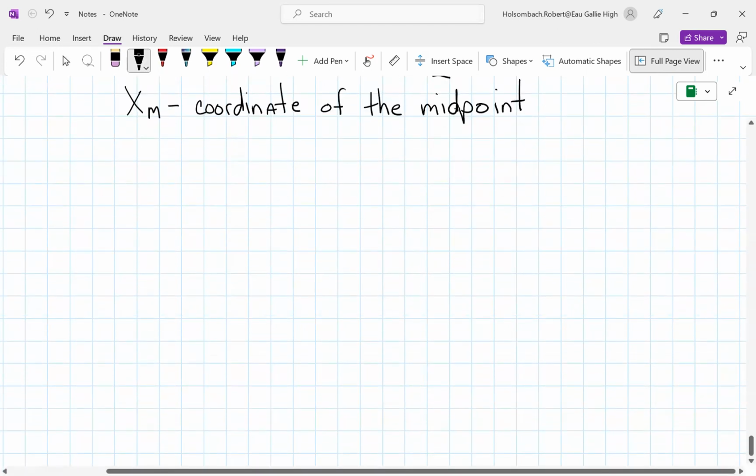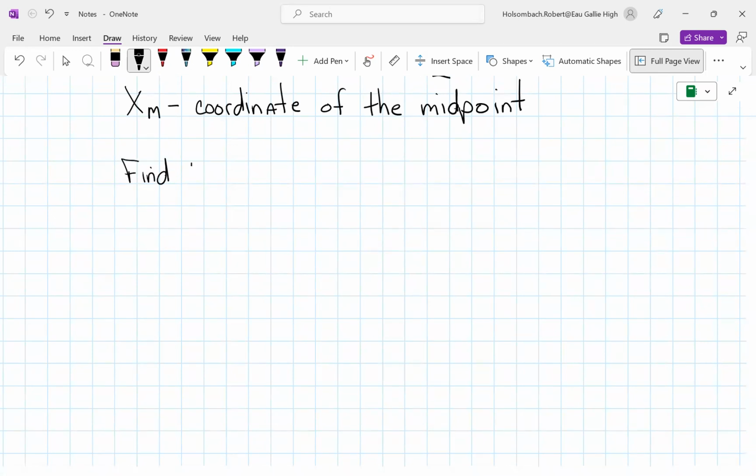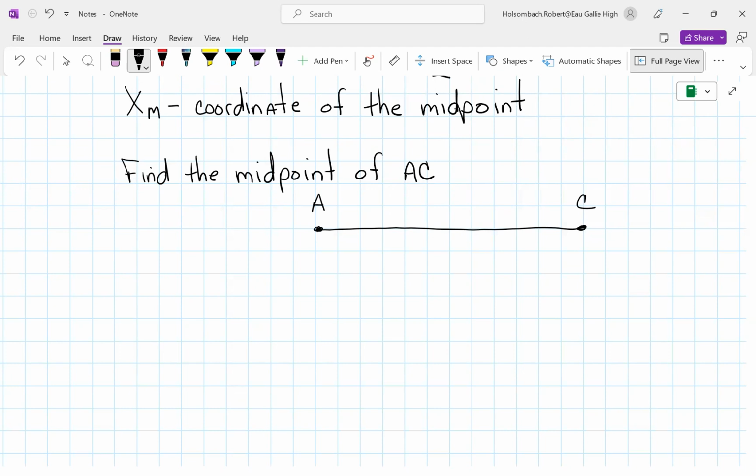So if you're asked to find the midpoint of AC, and you're given a segment with endpoints A and C, and if A is at negative 13, C is at positive 2, then your midpoint, I'm going to use M, the midpoint would be equal to, or let's use this.